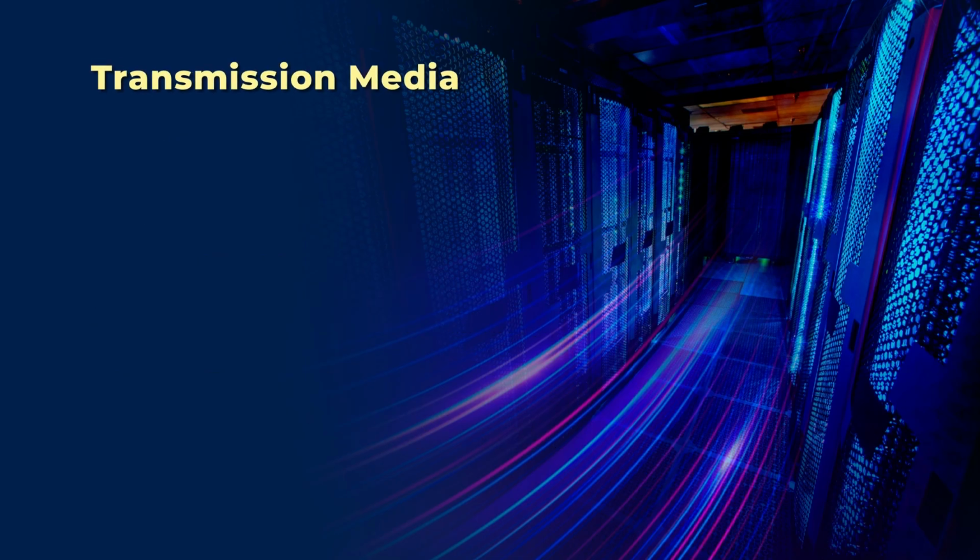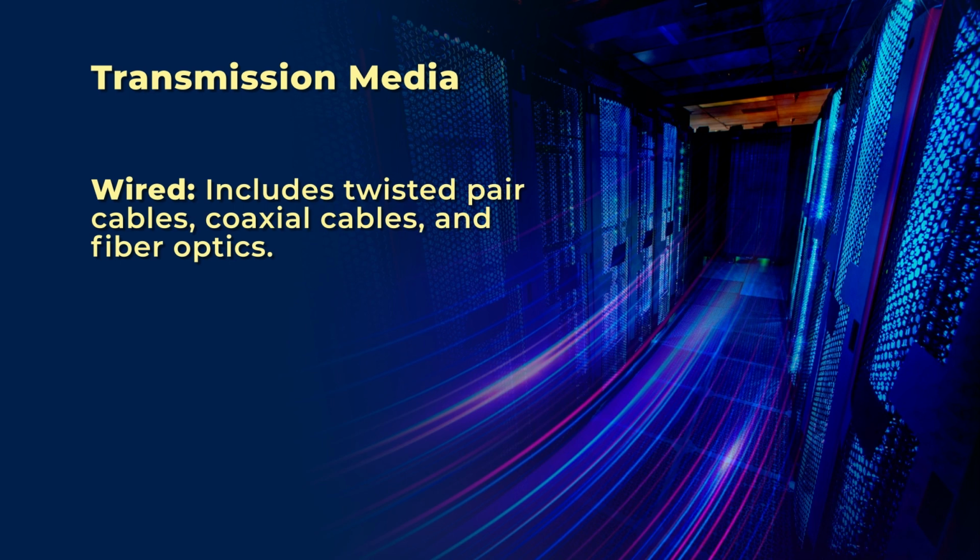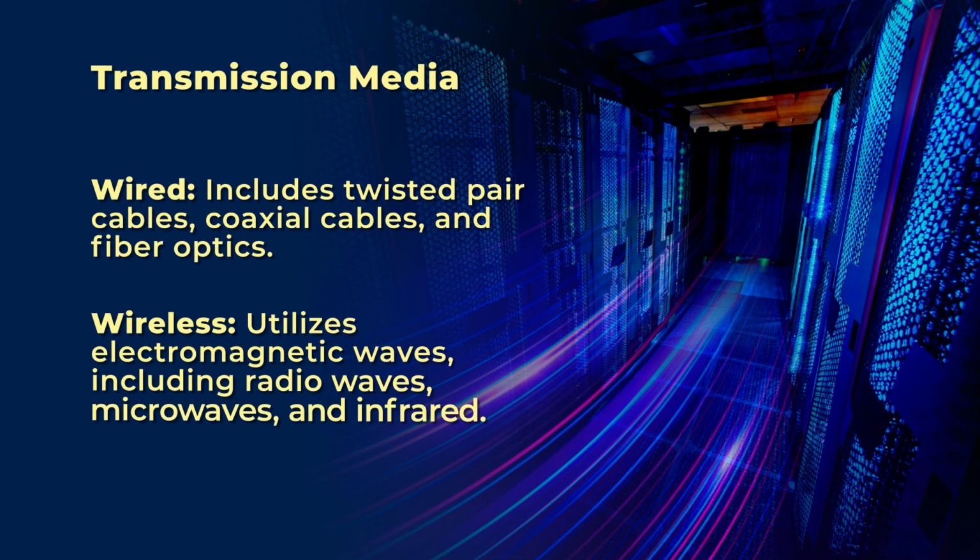For example, telephone call, mobile communication, etc. Now we discuss the transmission media. The medium through which data is transmitted can be either wired or wireless. Wired includes twisted pair cable, coaxial cable and fiber optic. Wireless utilizes electromagnetic waves including radio waves, microwaves and infrared.